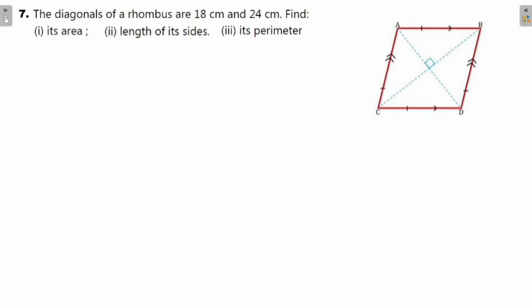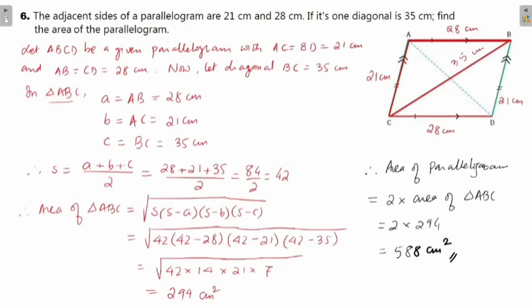Just wait a minute. I think I need to make a correction here. ABDC. I'm sorry, this is not ABCD, it is ABDC. So this is not ABCD, it is ABDC. So let ABDC be a given parallelogram with all these measurements, right?